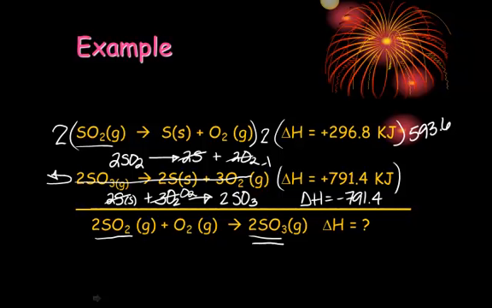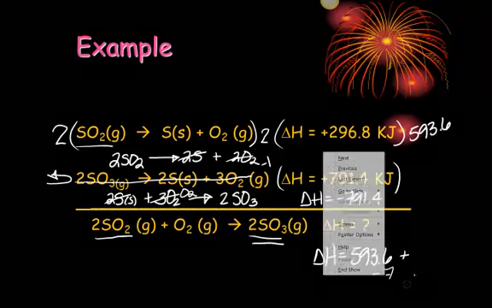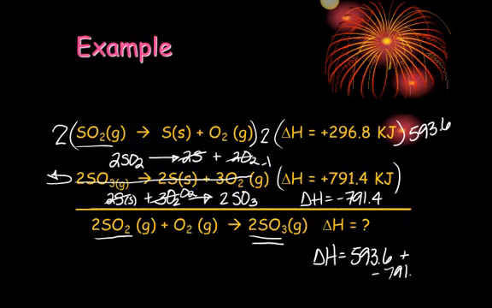So I can just add the 2 delta H's together. So it's 593.6 plus negative 791.4. So the answer that you get is negative 197.8.